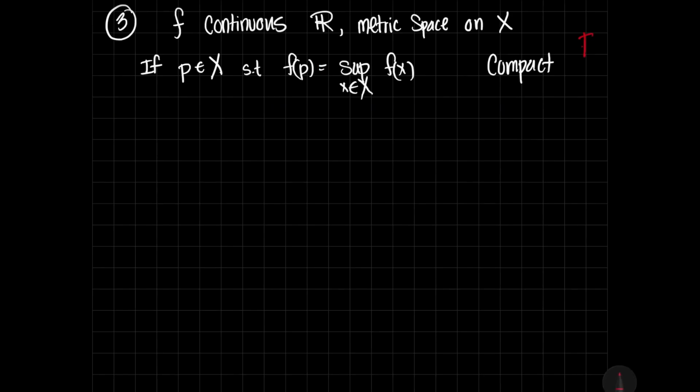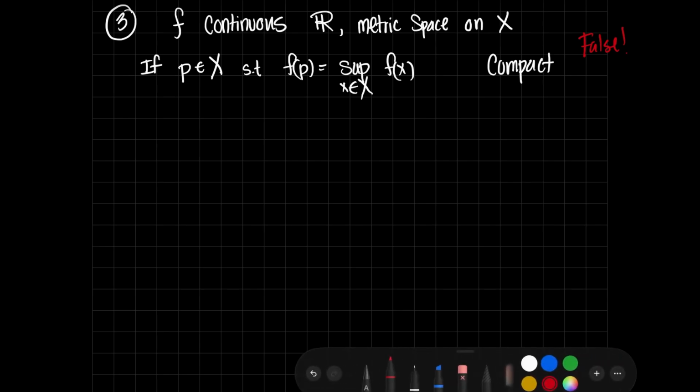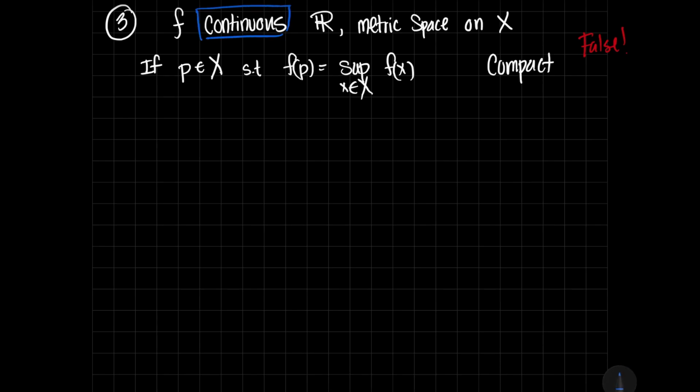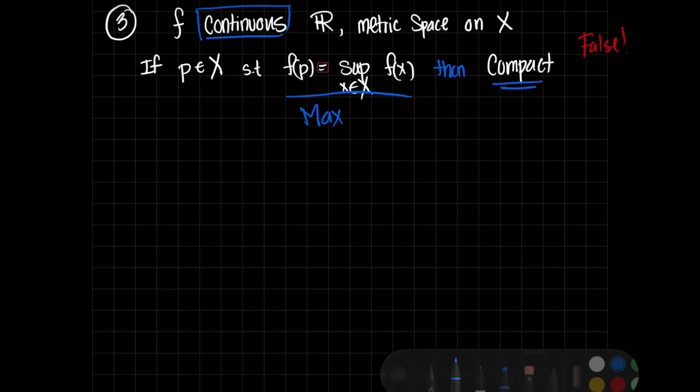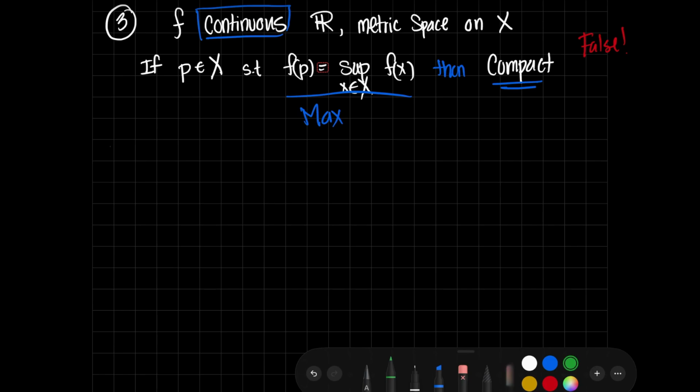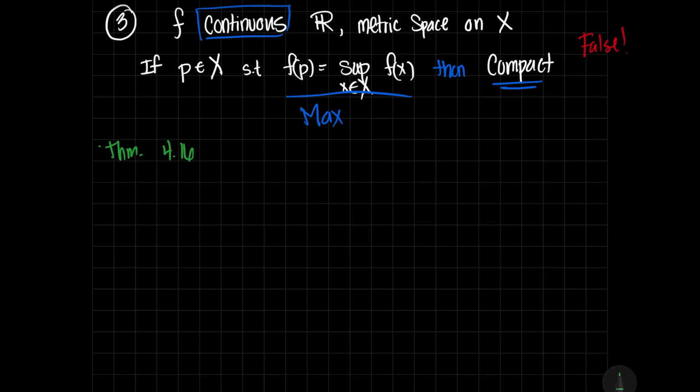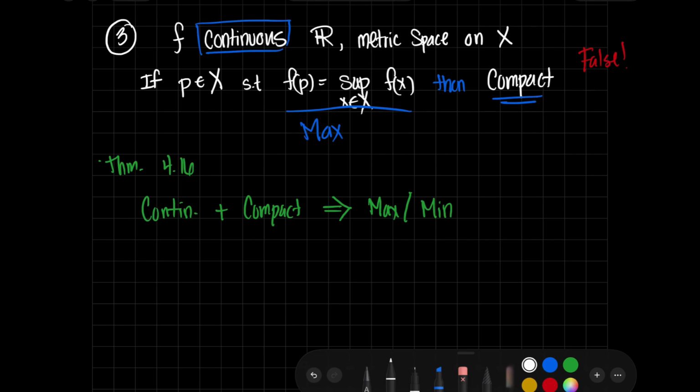Number 3, false. Why? What we have here is a continuous function, and we're saying that if it has a maximum, then it's compact. But this is actually the converse. This is the converse of theorem 4.16, which actually says if it's continuous and compact, then there's a maximum and minimum value within that compact space. Why?